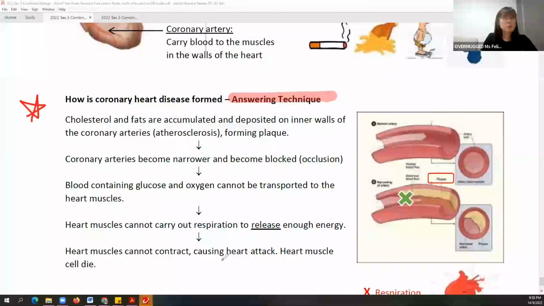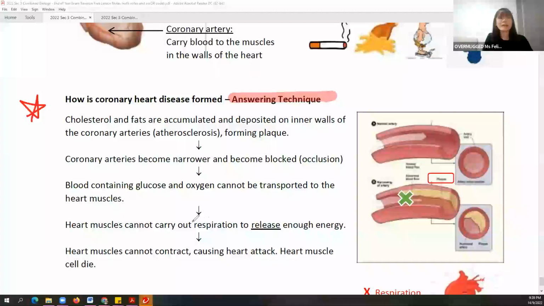Yep, so to help you to memorize, again, same thing, I have a picture for you here. Try to screenshot the picture in your brain, then hopefully you have the answers really well. So cholesterol and fats is this yellow stuff. Then the artery becomes narrow, right? Then there's a cross because the blood cannot be transported.